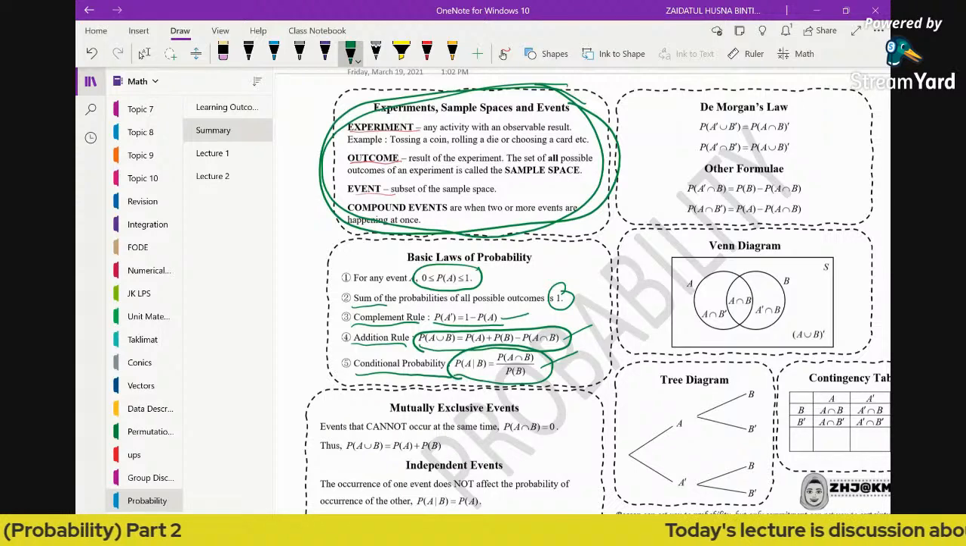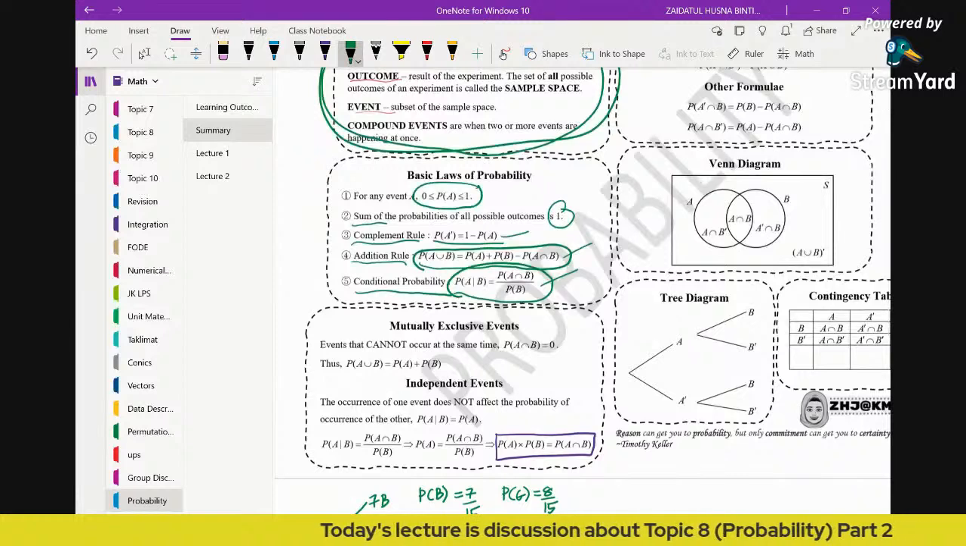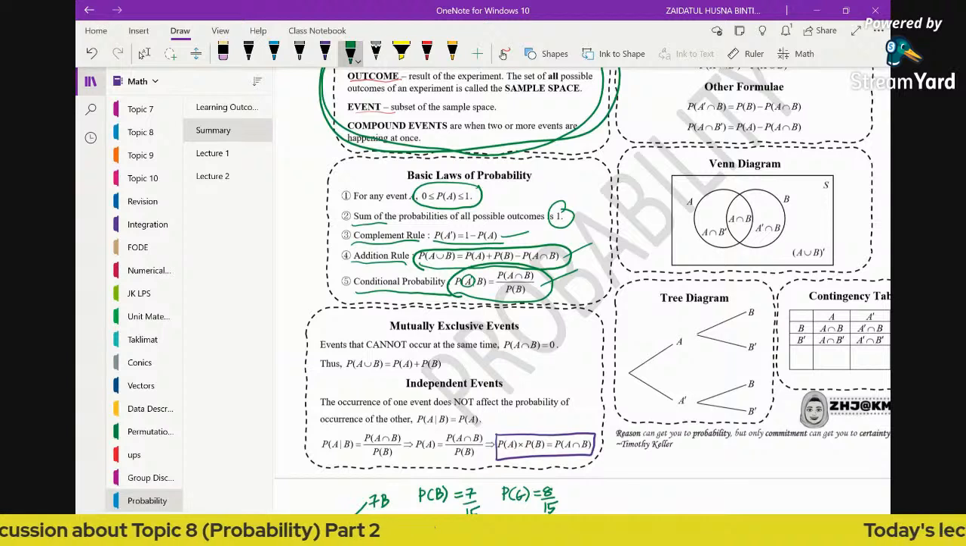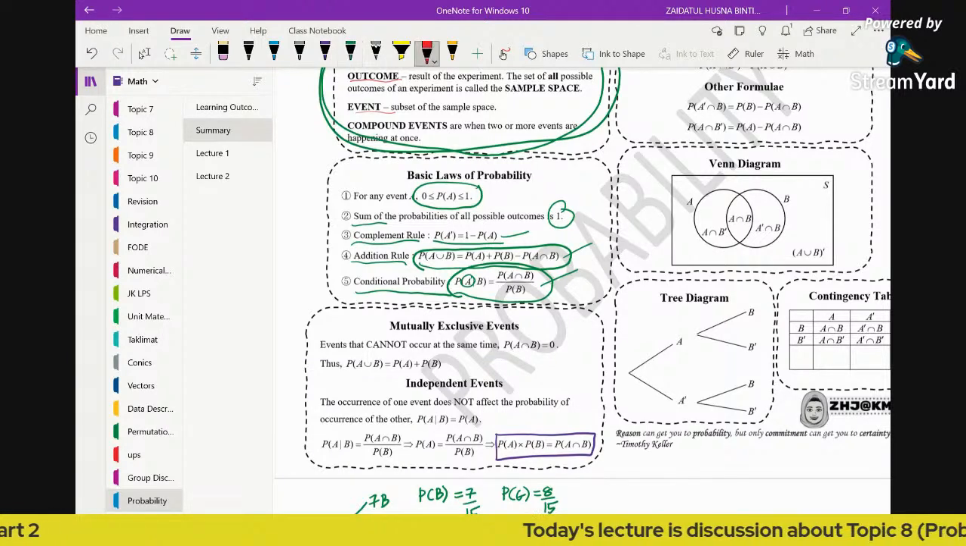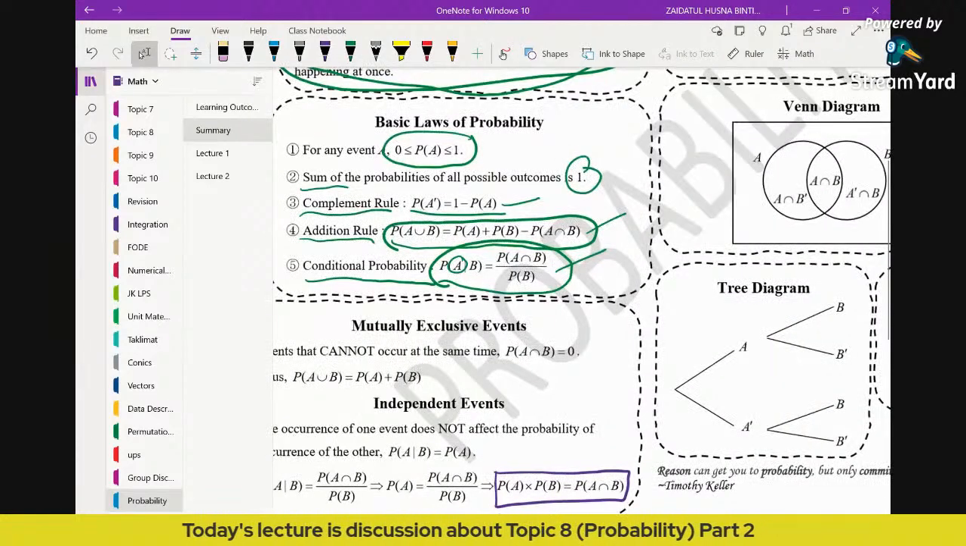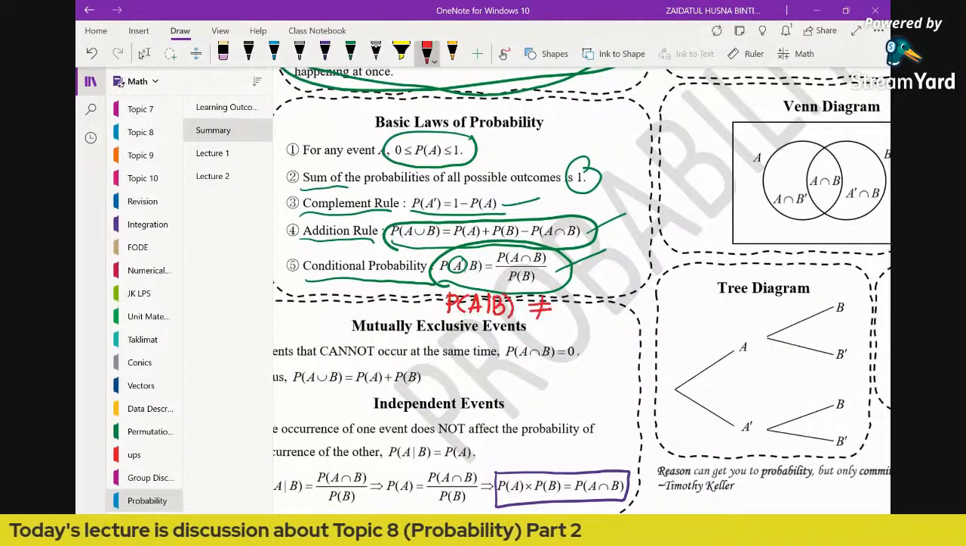And we can modify the formula. Let's say if you have B to be at the front, you can swap the places. Again, probability of A given B. So I put a remark here. As what Zilong asked just now, probability of A given B is not equal to probability of B given A.